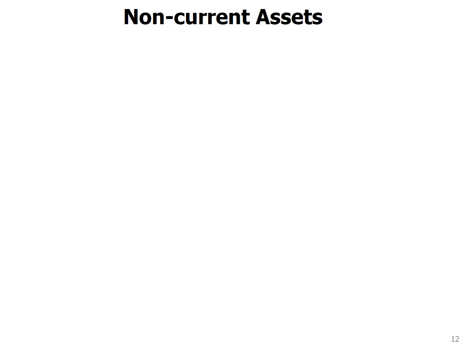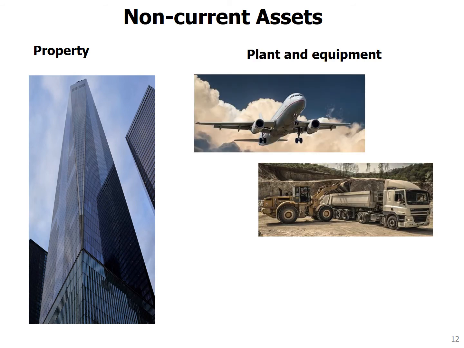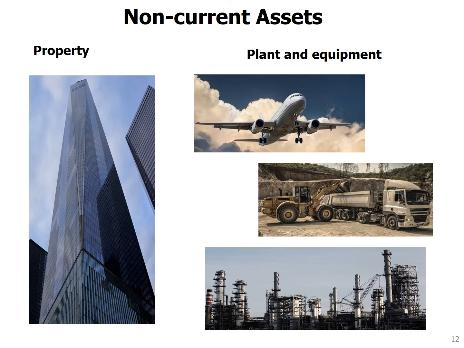Non-current assets are assets where the firm does not expect to sell, use up or dispose of in the next 12 months. The most important classes of non-current assets are property. Property comprises land and buildings and also plant and equipment. And plant and equipment may include planes, trucks, automobiles, and also specialist equipment such as the petrochemical refinery.